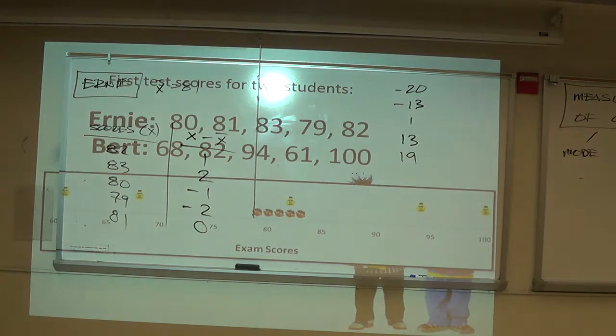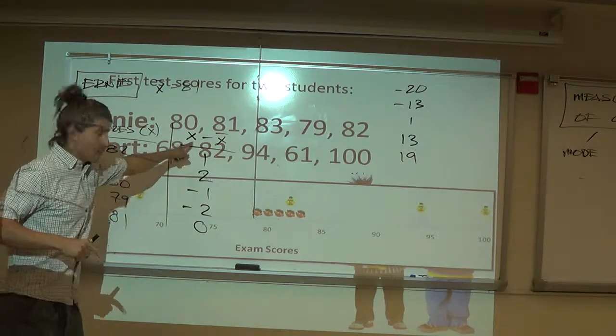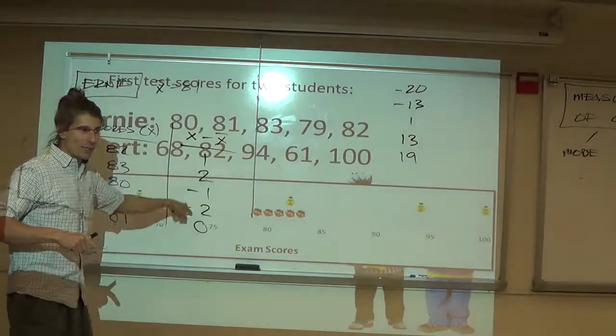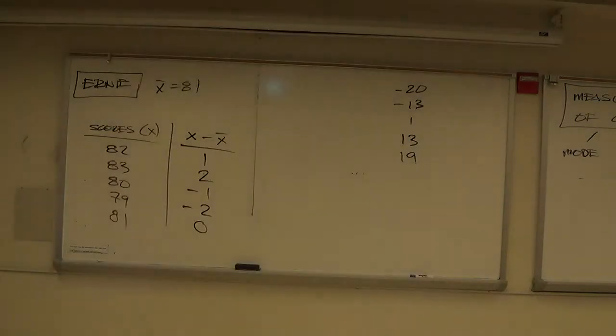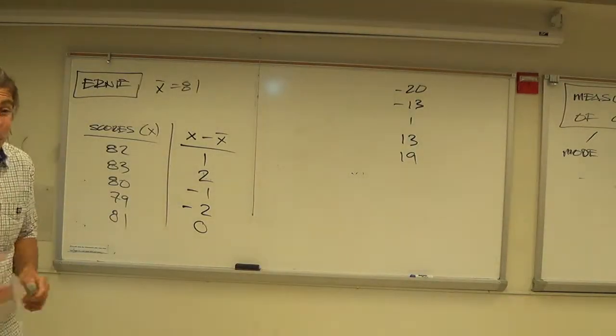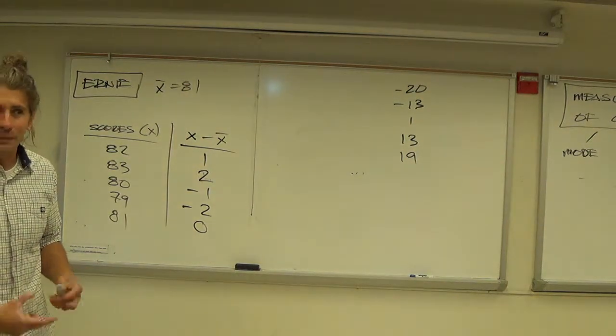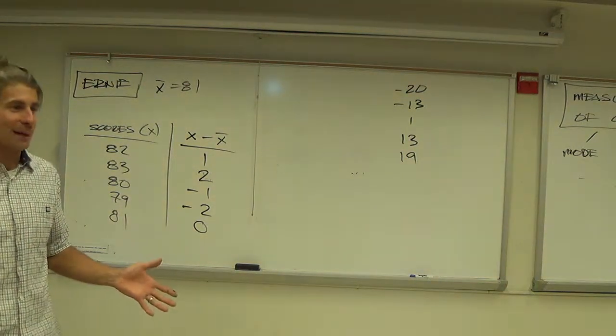You get 0 again. As a matter of fact, it doesn't matter what data set you have. If you stop right there at this point, these will always sum to 0. I like this so much. And when I first saw this, my jaw was like, that's badass. And then I sat down and proved it. I'm like, oh, that's even badasser.